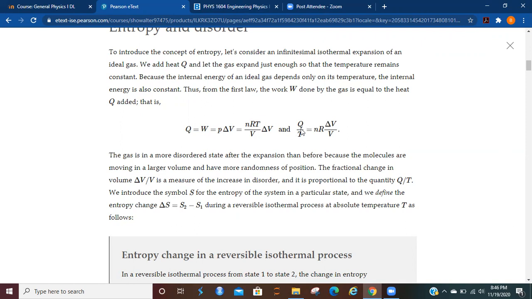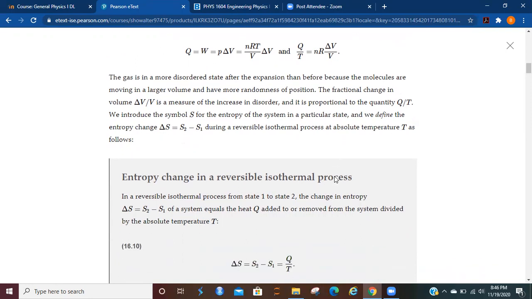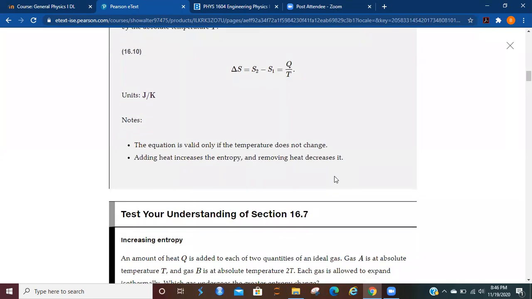And if we take Q divided by T, then this is the relationship we come up with. That's not going to change. This constant is not going to change. And therefore, the change in entropy is going to be the change in the volume with respect to the volume that we had before. And again, the entropy change is going to be the amount of entropy you end up with minus what you started with during a reversible isothermal process. So those are the main themes of this particular section.